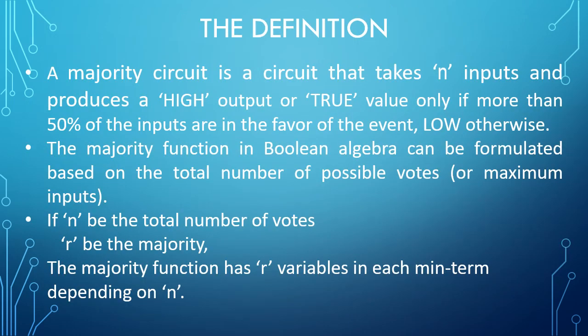A majority circuit is a circuit that takes n inputs and produces a high output or true value only if more than 50% of the inputs are in favor of the event, and low otherwise. The majority function in Boolean algebra can be formulated based on the total number of possible votes. If n is the total number of votes, the majority function has r variables in each minterm, depending on n.